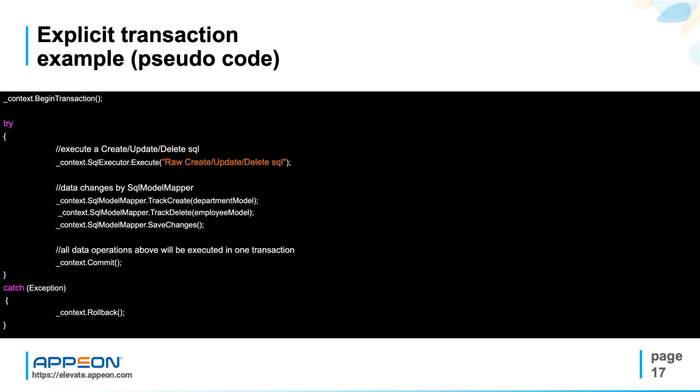Now let's take a look at the explicit transaction pseudocode. We start by beginning the transaction. We will use a try-catch for exception handling. Now we can see here how to execute embedded SQL statements directly. Then we can also track insert and delete SQL statements or any other type of tracking we might want, and add them to the transaction pool. Then, if nothing went wrong, we commit the transaction manually. Otherwise, we do a rollback.